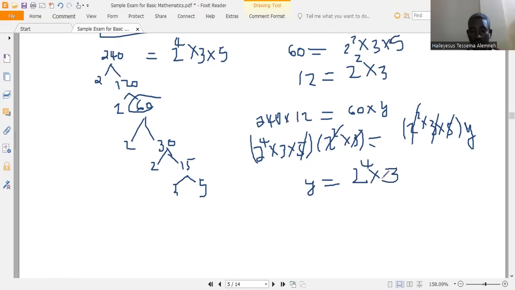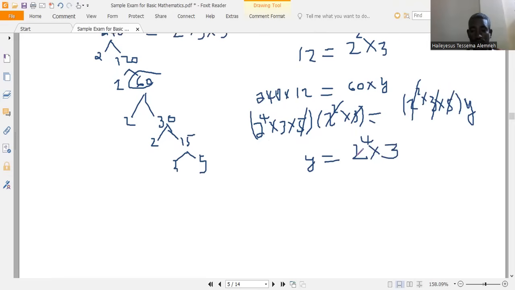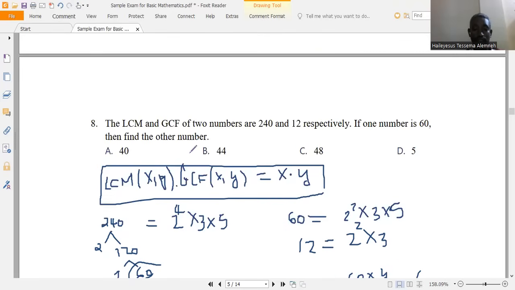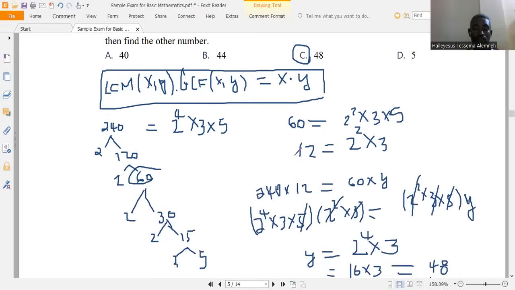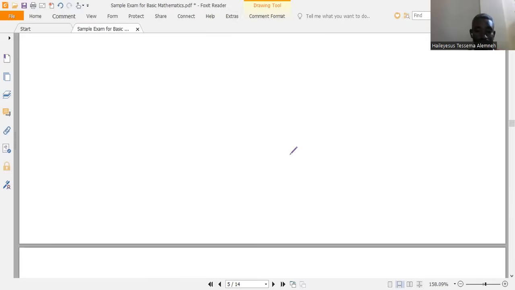So y is equal to 2 to the power of 4 times 3 times 3. What's 2 to the power of 4? 2 squared is 4, and 2 squared is 4, which is 16. 16 times 3 is 48. So the other number is 48. So choice C is the solution.